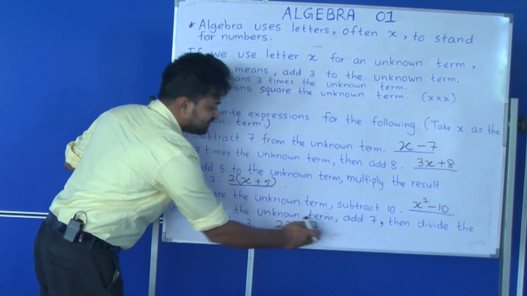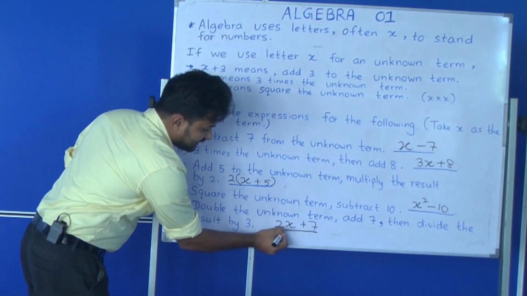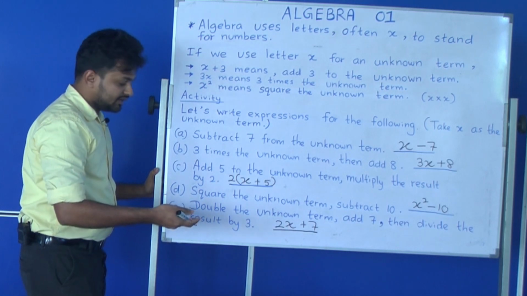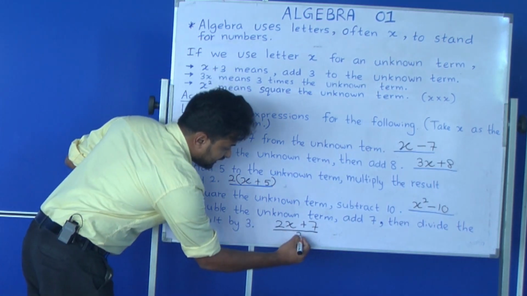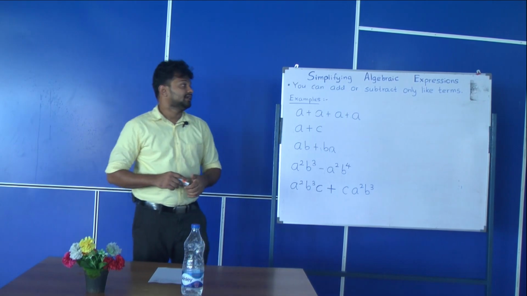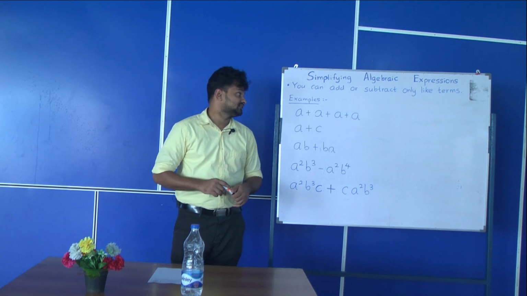You are going to show the division of an expression in the way you write it as a fraction. So by what are you going to divide here? You are going to divide by 3. So that's complete. The next part of our lesson is simplifying algebraic expressions.